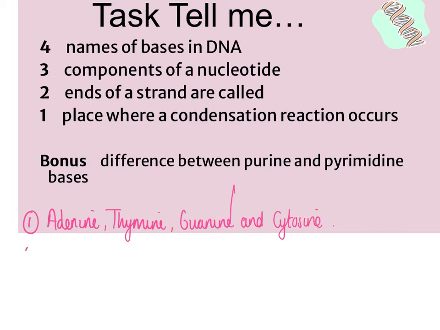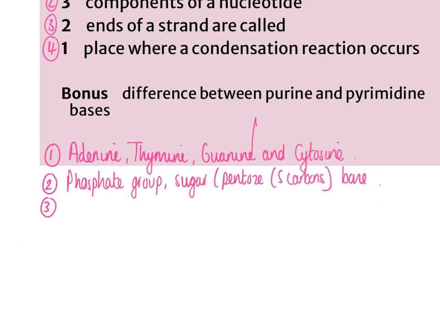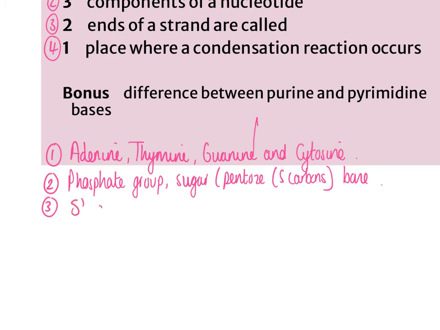Number 2 then, the components of a nucleotide. So for a nucleotide, we have a phosphate group. We have a sugar, and it's a pentose sugar, so there's 5 carbons. And then we have one of our bases. Number 3, the 2 ends of a DNA strand are called our 5 and our 3 ends.